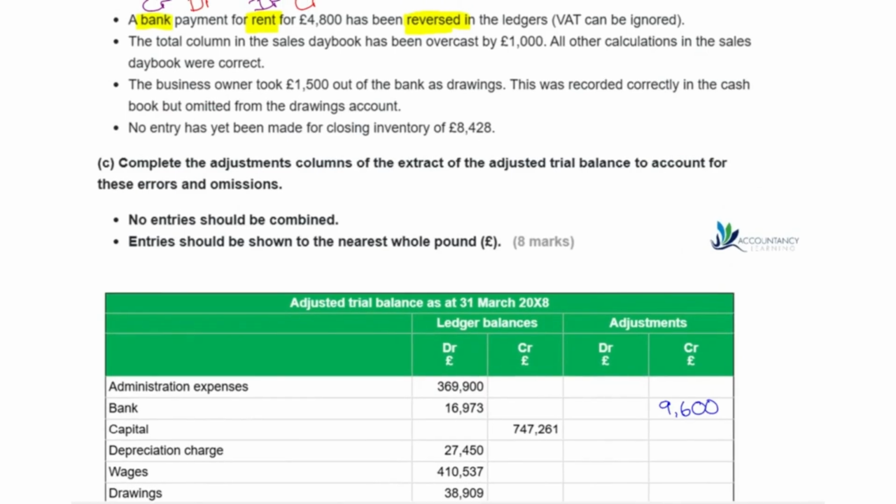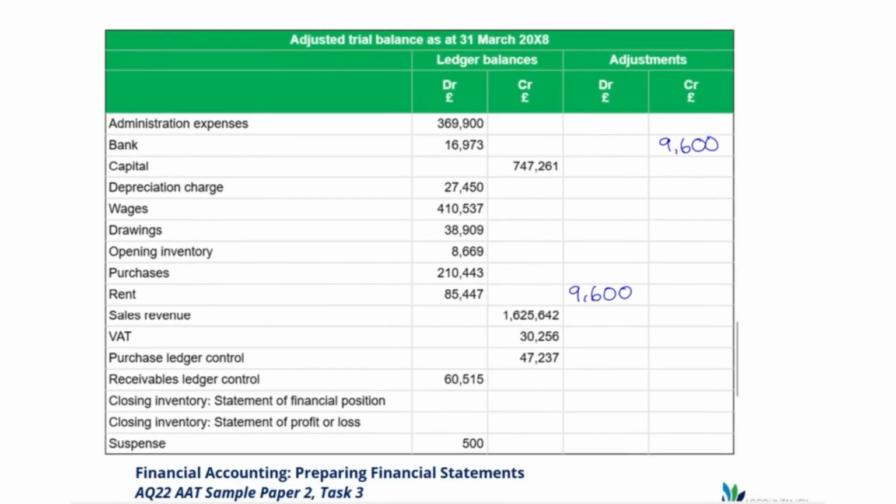The total column in the sales daybook has been overcast by 1,000. All other calculations in the sales daybook were correct. So the total column is going to be for the receivables ledger control account, increasing what our customers owe us, so increasing our asset. So therefore, we are going to need to reduce that balance. So we will credit the receivables ledger control, but all the other entries were correct. So this is an imbalance. So now we're going to use the suspense account for the opposite side of our journal.